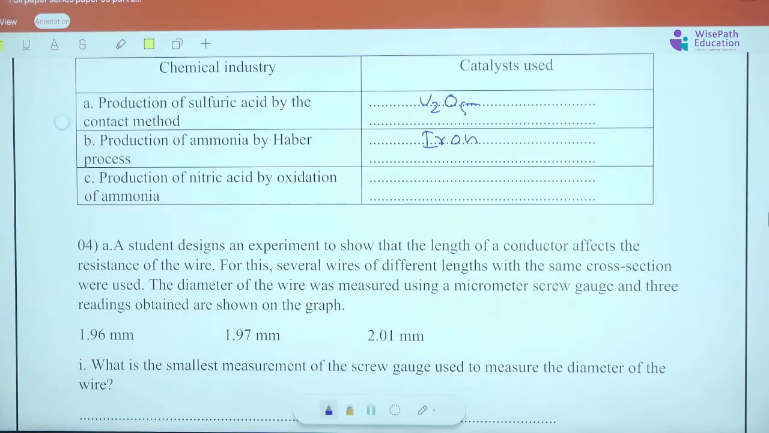Production of nitric acid by oxidation of ammonia. What was the catalyst used? Even I can't remember that. Production of nitric acid by oxidation of ammonia. Is it the same?